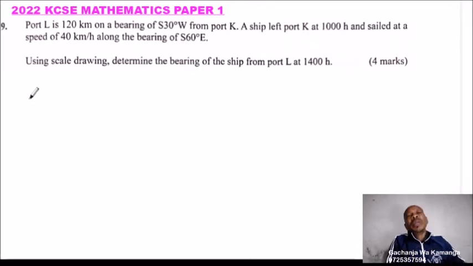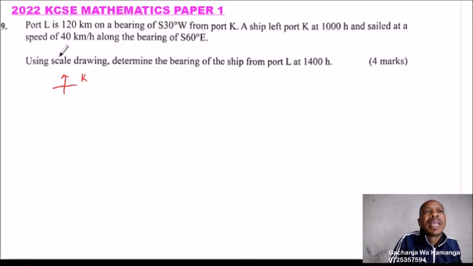So when you are doing a scale drawing, you need to make a sketch that is going to guide you on how to make the actual drawing. So we can start by making a compass there. So that's our north. So we say this is port K. L is 120 kilometers, bearing of 30 from south to west. We have 30 degrees. So this angle here is 30. This is our L.